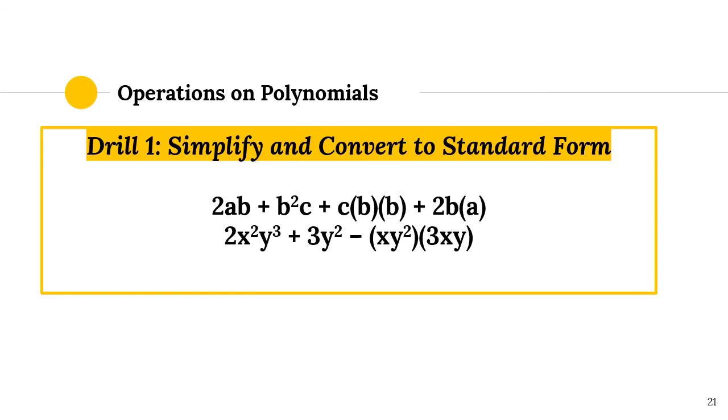Since the leading coefficient is negative, we can convert this by using the additive inverse, flipping the signs. So it becomes x squared y cubed minus 3y squared. Final answer is x squared y cubed minus 3y squared.